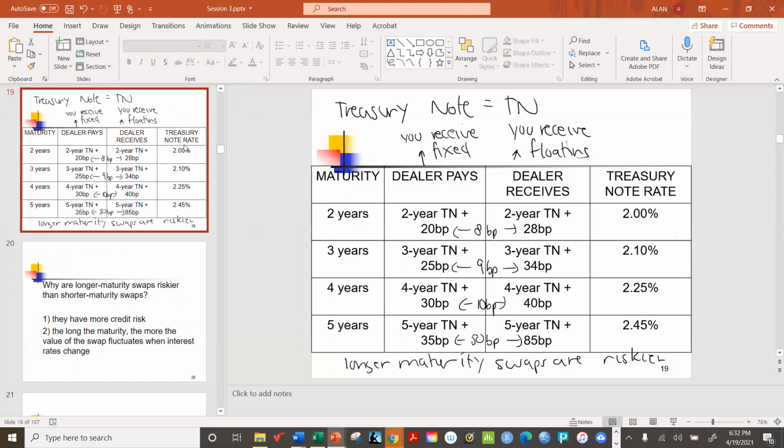All right, so this is a typical quote from a dealer for pricing fixed for floating rate swaps. And again, it's typically not quoted in absolute terms, but spreads to the treasury market. And then as the treasury note rate changes, these numbers can be recalculated very quickly and easily.